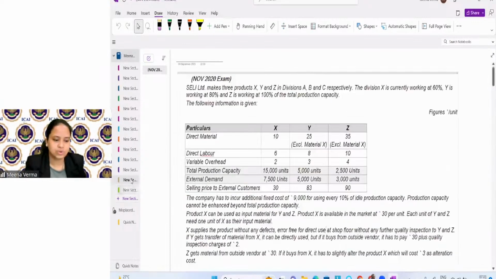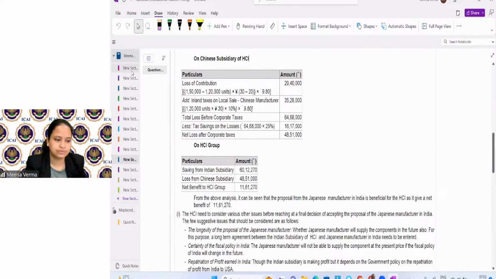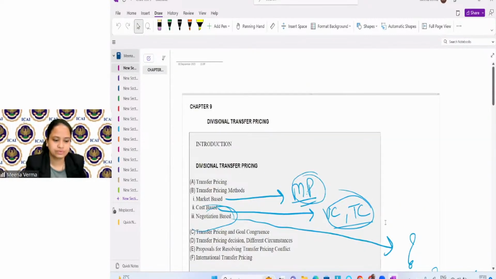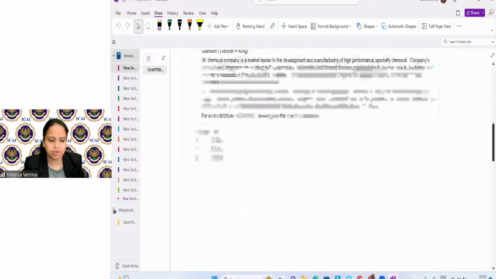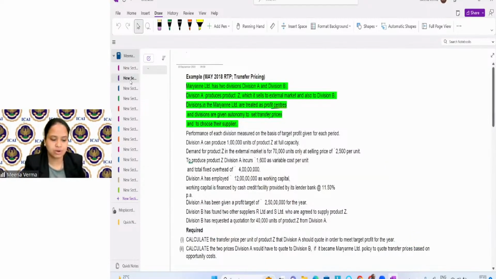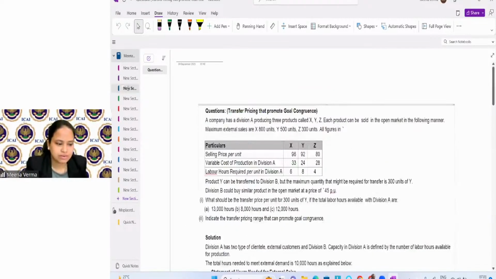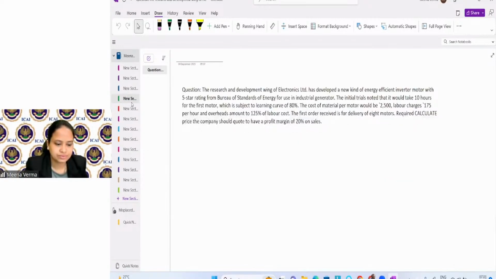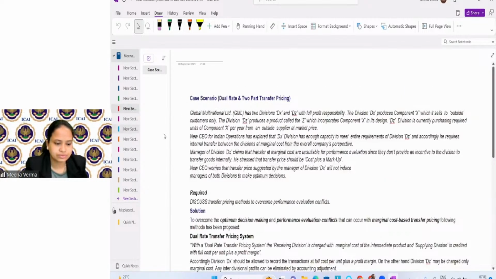All right, we are going to cover these two topics today, and with this, we will have covered all the topics of transfer pricing. So let's cover the dual rate transfer pricing first.